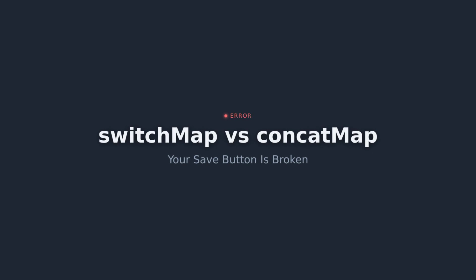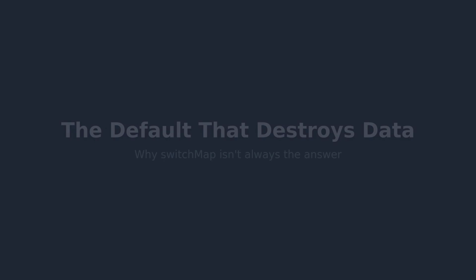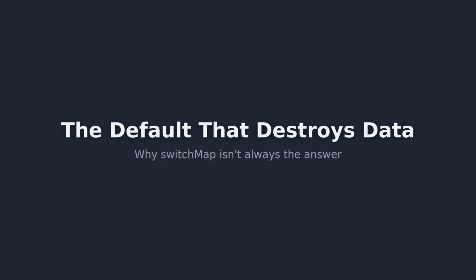Your save button just silently dropped a user's data. No error in the console, no failed request in Sentry, just gone. Most Angular developers default to switchMap for everything async: search bars, HTTP calls, NgRx effects, switchMap everywhere. And for reads, that's fine. But there's one scenario where switchMap silently destroys your app. You'll see exactly how it happens, why, and the one-line fix. Plus, stick around, I'll show you a fourth operator that prevents double submit bugs without a single loading flag.